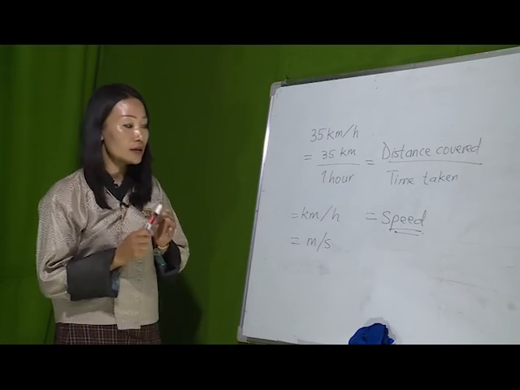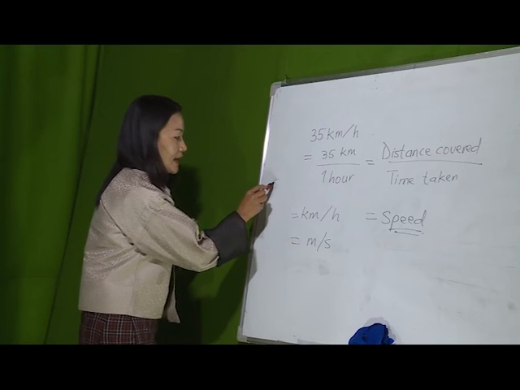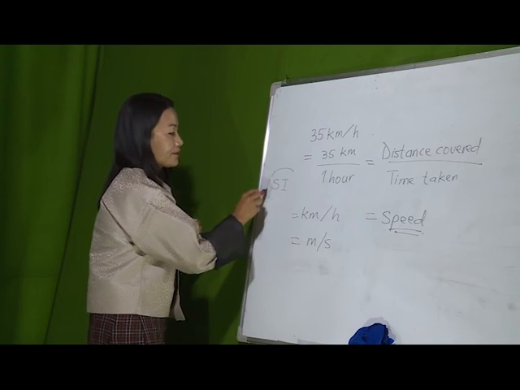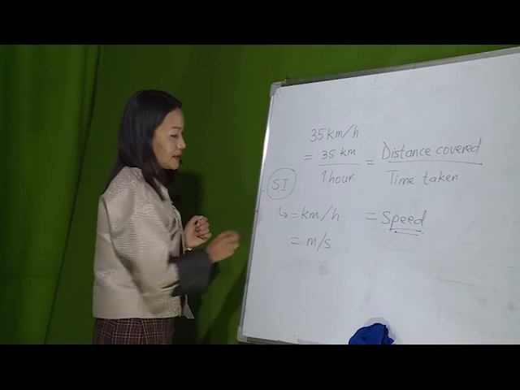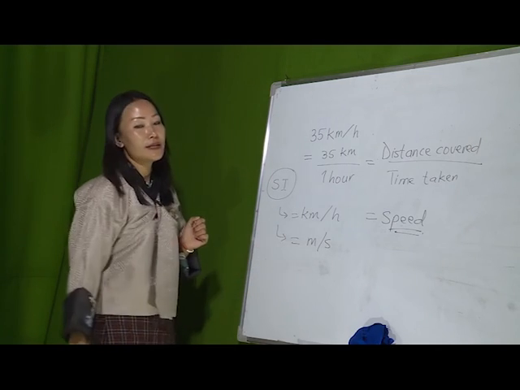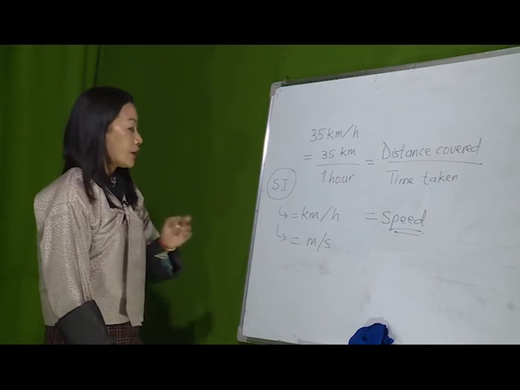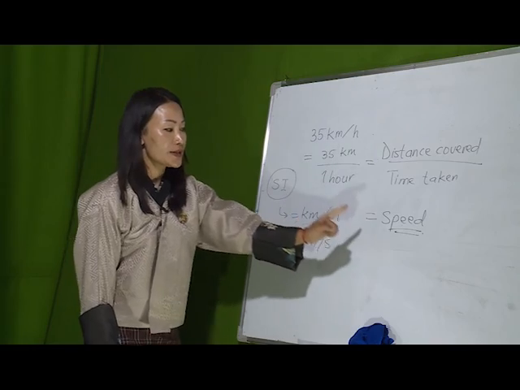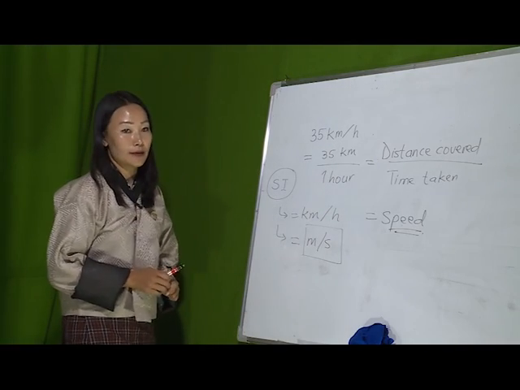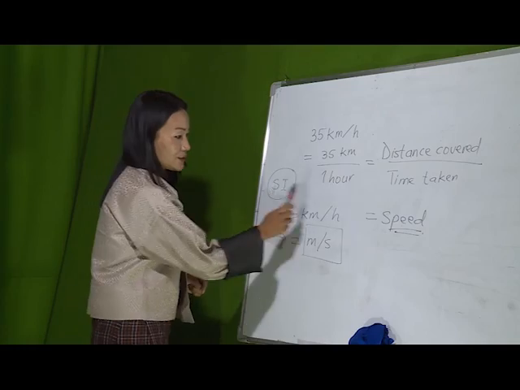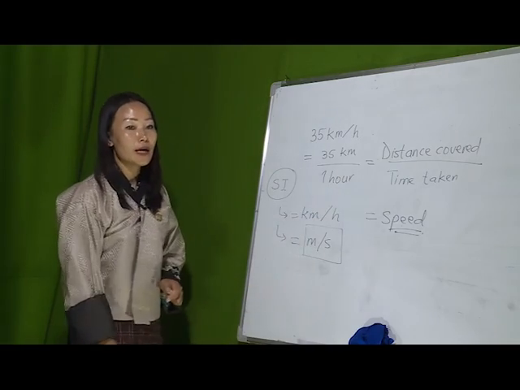But there's one unit which is called the SI unit. So can you guess which is the SI unit of speed? Is it this or is it this? Alright, so the SI unit for speed is meter per second. Please keep this in mind. The SI unit for speed is meter per second.